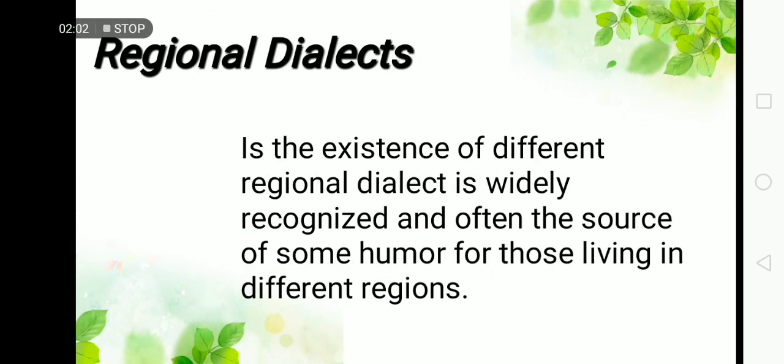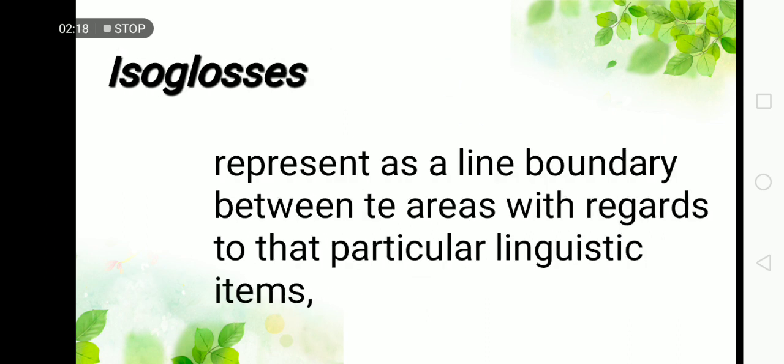Next is regional dialects. The existence of different regional dialects is widely recognized and often the source of some humor for those living in different regions. Next is isoglosses. Isoglosses represent a line boundary between areas with regard to particular linguistic items.